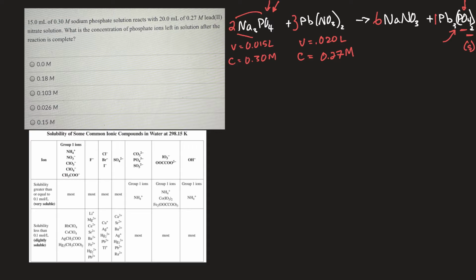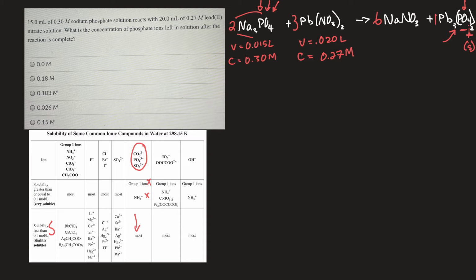Okay, so lead phosphate. So phosphate is here, and lead is not in group 1, or it's not that, so it's down here. So yes, that means it's a solid. So that's a solid, therefore it won't be giving phosphate into the solution. It'll only be this one.